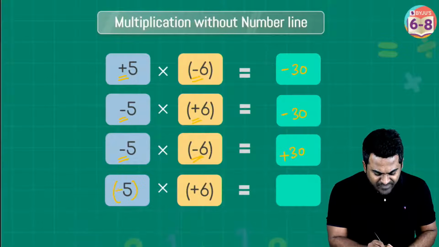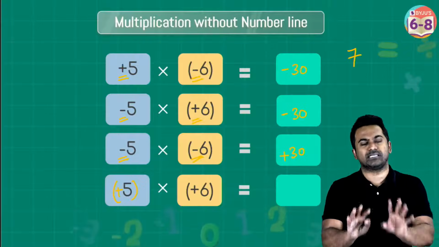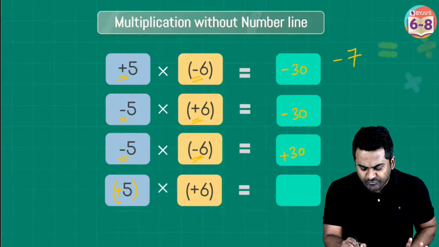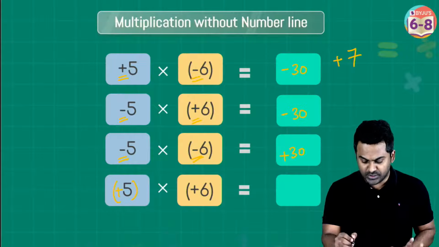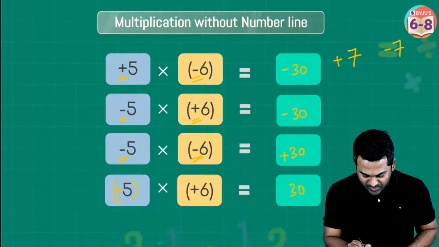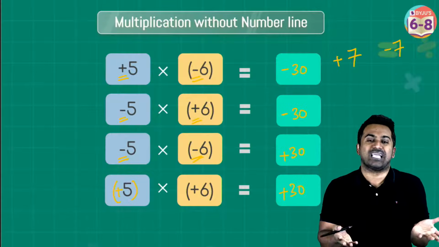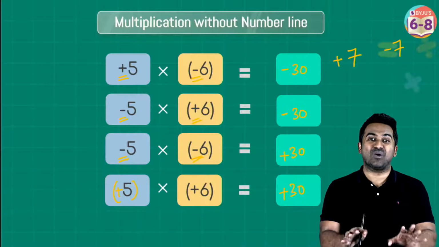When I simply write 5, it means plus 5. When you're writing 7, it means it is a positive number. You don't have to put a positive sign before that. When you've just written a 7, it means it is positive. But when I write minus 7, yes, it is a negative number. So this is going to be again plus 30 because both the numbers have a positive sign. So this was multiplication done without a number line.